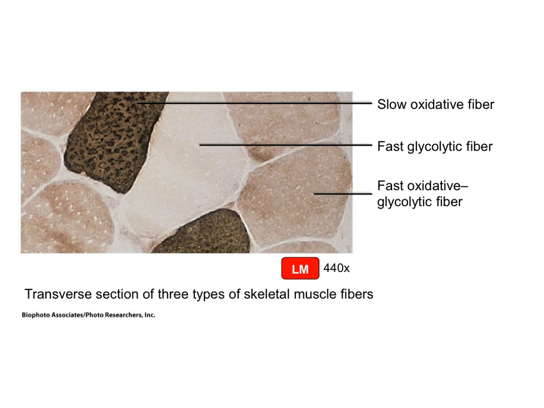So your darkest one would be your slow oxidative fiber because it has the most myoglobin right in here. Your fast glycolytic fiber would be your whitest one. And then you can see the intermediate fiber, that fast oxidative glycolytic fiber, is a color kind of in between the two. So more myoglobin than the fast glycolytic, but less myoglobin than the slow oxidative.